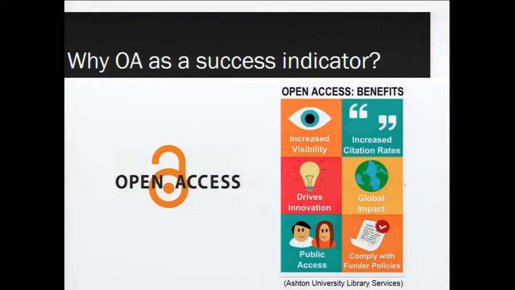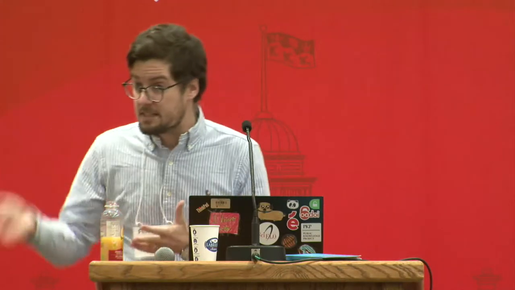OK, so why is OA considered a success indicator in general? This is a slide from an Aston University Library source that tries to convince its researchers that this is something important. So of course, for researchers, it's considered a way of disseminating that leads to increased visibility. And then the direct link with that, which is more on the incentive side, is that it has also led in many studies to increased citation rates.